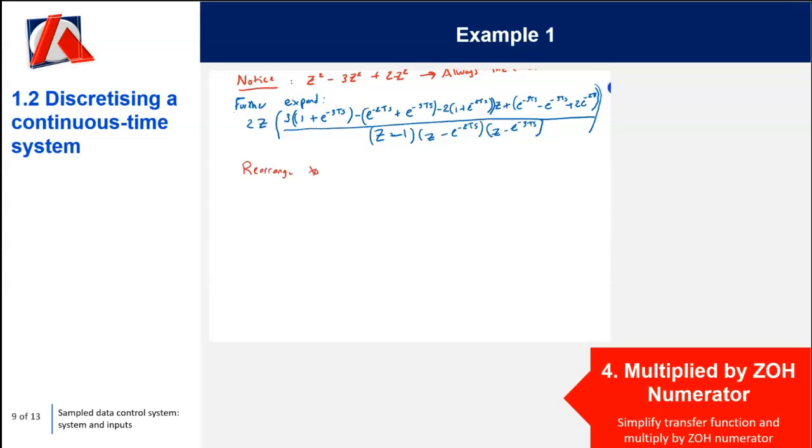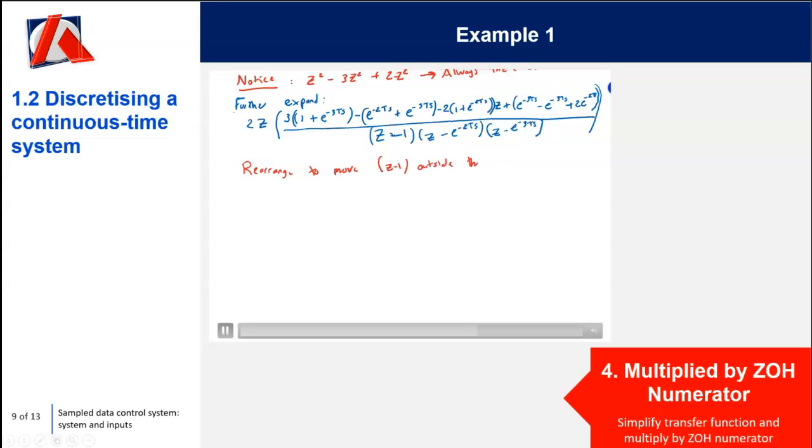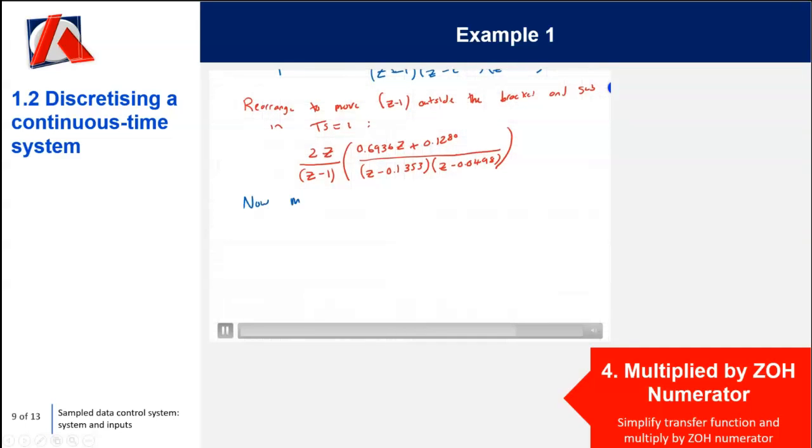And then what I'm going to do then is rearrange to move z to the minus 1 outside, effectively move this outside the bracket, and I'm going to substitute in ts, because the sampling interval here, ts, is equal to 1. Okay, so just get your calculator out and put this in there where ts is equal to 1, and you should end up with something that looks like this. And just recall I've moved z to the minus 1 outside here. So here is your transfer function.